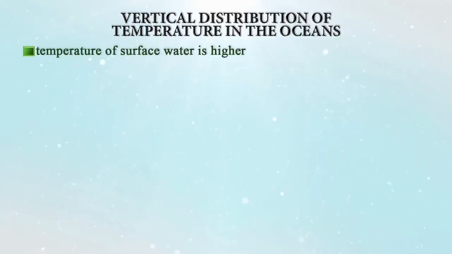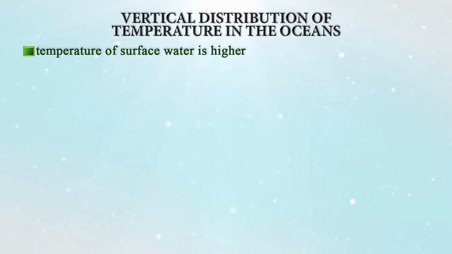We have studied the horizontal distribution of temperature of the oceans. Now it is also important for us to study the vertical distribution of the temperature in the oceans. The temperature of the surface water is obviously higher compared to the temperatures at greater depths, as we move from the surface to greater depths below the surface.